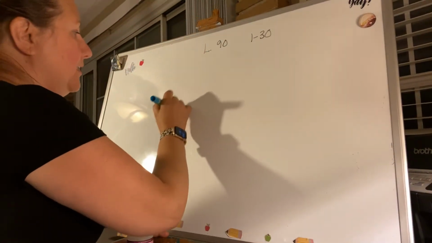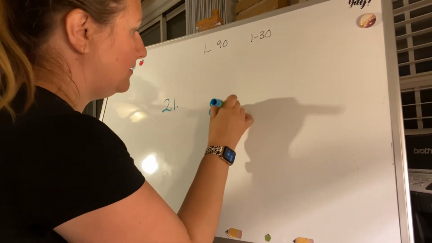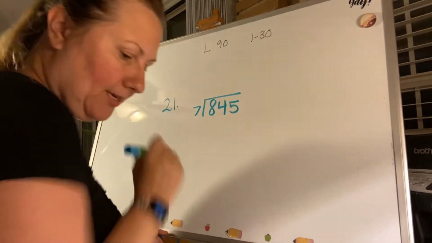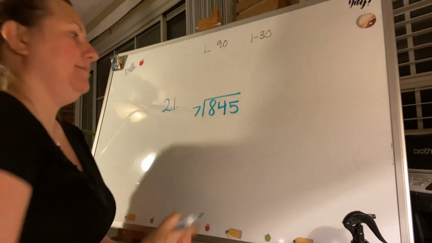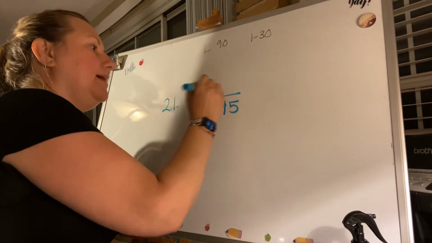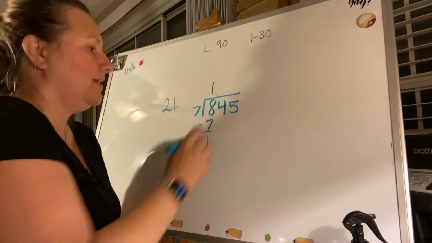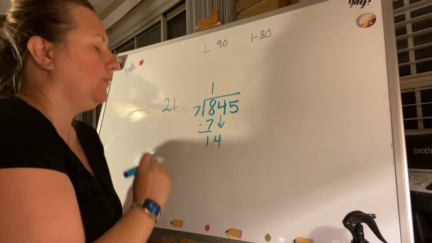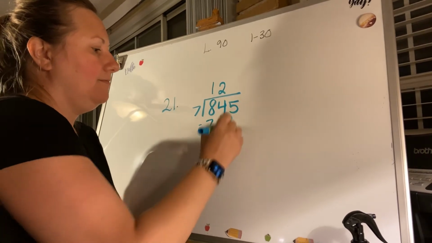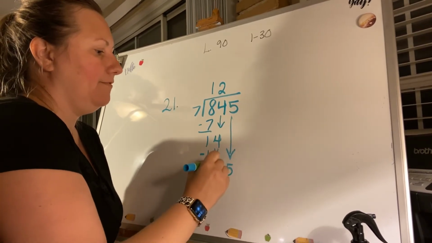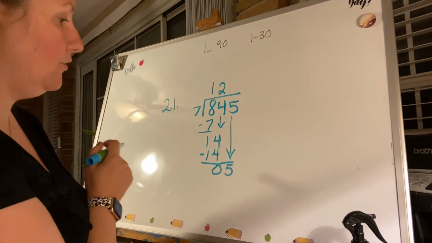So number 21, let's see, 845 divided by 7. Let me check again. 845 divided by 7. How many times does 7 go into 8? 1 time. 1 times 7 is 7. We subtract. We bring down that 4. 2 times 7 is 14. There we go. Bring down the 5 right under here. How many times does 7 go into 5?